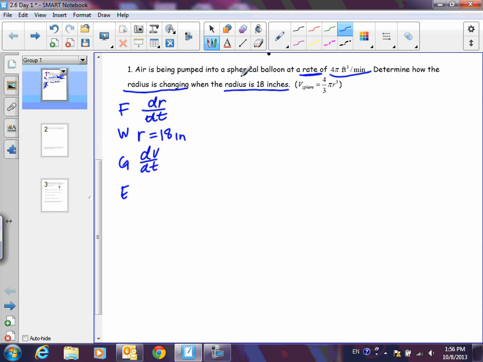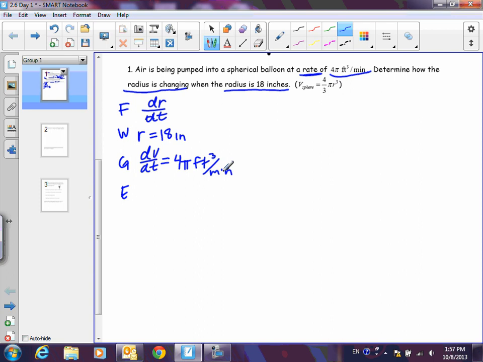You're filling up a 3D shape. What about the units might help you know that this is volume? It's cubic. Cubic is going to be volume, all right? Squared is going to be area, and so on. So dV over dt equals 4 pi cubic feet per minute.